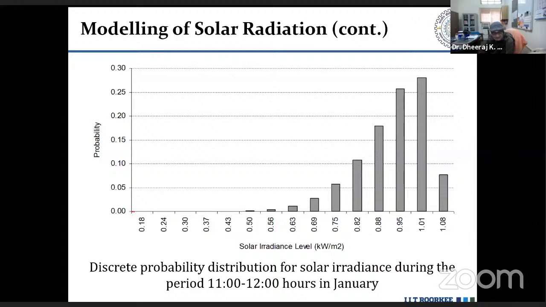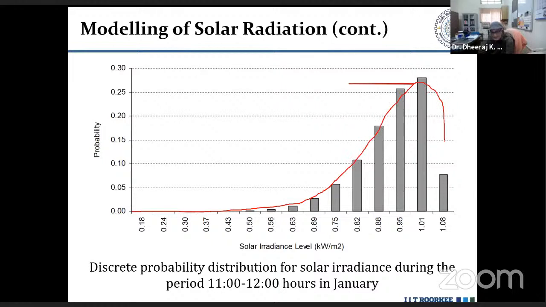It is following beta distribution, and I discretized it into 15 states. This is a continuous function, so I discretized it. So these are the different solar radiation labels, and these are the corresponding probabilities. And this model is applicable for a particular segment, like here it is 11 to 12 hours in January. So for January, we have such a model for each hourly interval.